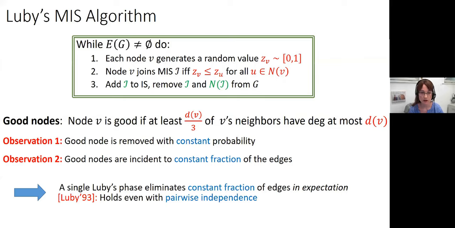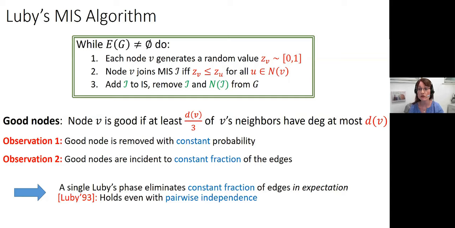Now, this whole analysis of Luby is based on a very simple definition of good nodes. Okay, so what is a good node? A node is good if many of its neighbors have degree which is smaller than its own degree. Why do I want to say that this node is good? Because a good node has two properties, okay? The first one, we can show that if a node is good, then with good probability, at least one of its neighbors is going to join the independent set and therefore is going to be removed.